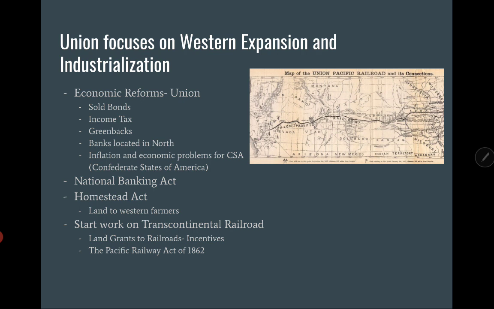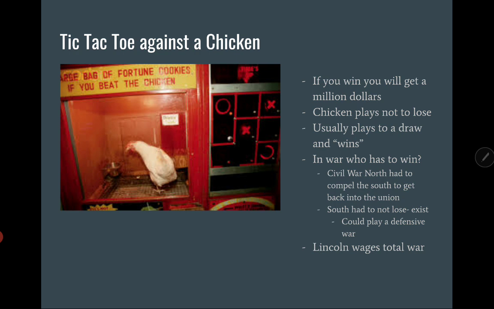Meanwhile, in the Confederacy, they have huge problems of inflation. They have problems raising money. And they are having a hard time even getting tax money from a lot of these people. So one of the biggest advantages is this economic advantage of the North. So if we take a look at these advantages, economic, population, all of these things, how is it the South lasted so long? And I'd like to give this analogy of the time I tried to play a game of Tic Tac Toe against a chicken.